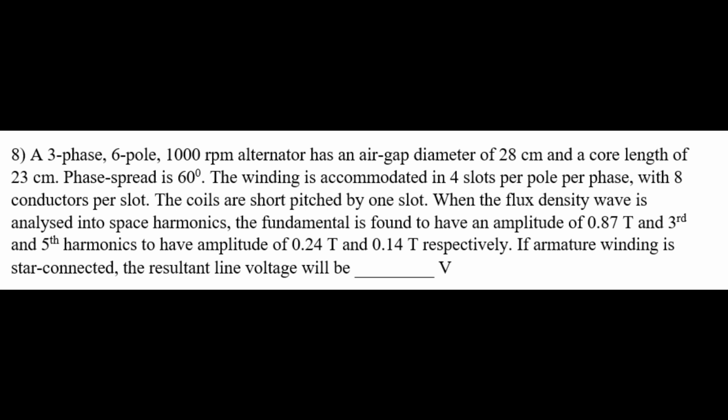The winding is accommodated in 4 slots per pole per phase with 8 conductors per slot. The coils are short pitched by 1 slot. When the flux density wave is analyzed into space harmonics, the fundamental is found to have an amplitude of 0.87 Tesla and third and fifth harmonics to have an amplitude of 0.24 Tesla and 0.14 Tesla respectively. If armature winding is star connected, the resultant line voltage is how much?